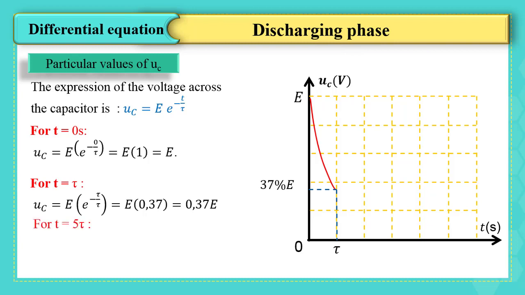For t equal 5 tau, UC equals E multiplied by exponential minus 5 tau over tau, which is equal to 0.007 E. That means for t equal 5 tau, the voltage across the capacitor is about 0.007 E. That means the capacitor is practically discharged.